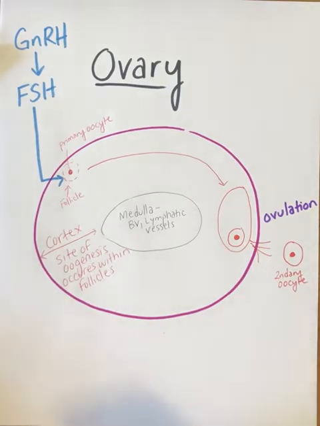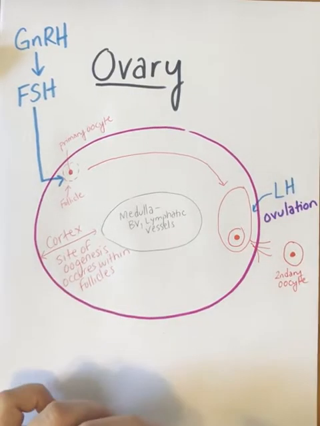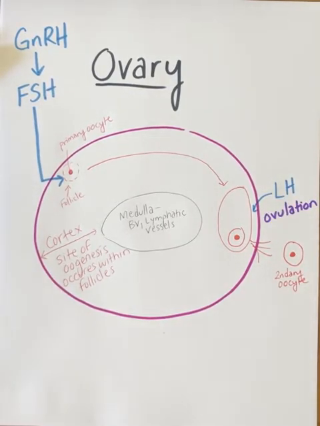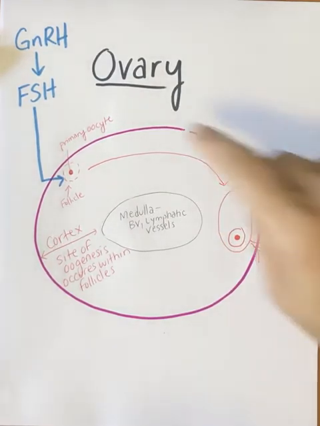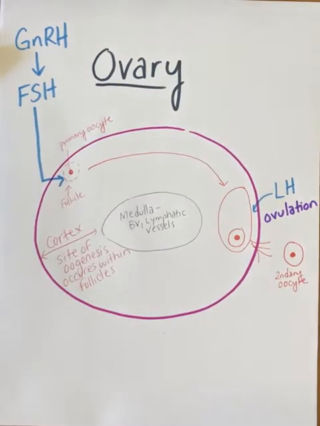So the hormone that stimulates ovulation is gonna come from the anterior pituitary, luteinizing hormone, which is gonna stimulate the mature follicle to release the secondary oocyte into the fallopian tube. So FSH and LH are from the anterior pituitary. Gonadotropin-releasing hormone is from the hypothalamus.